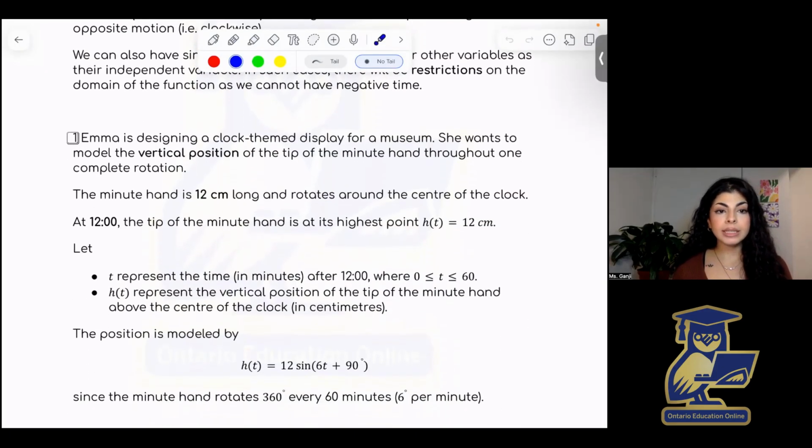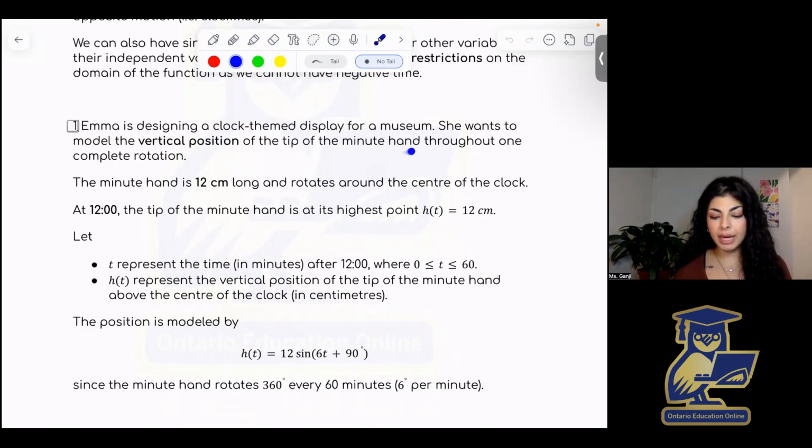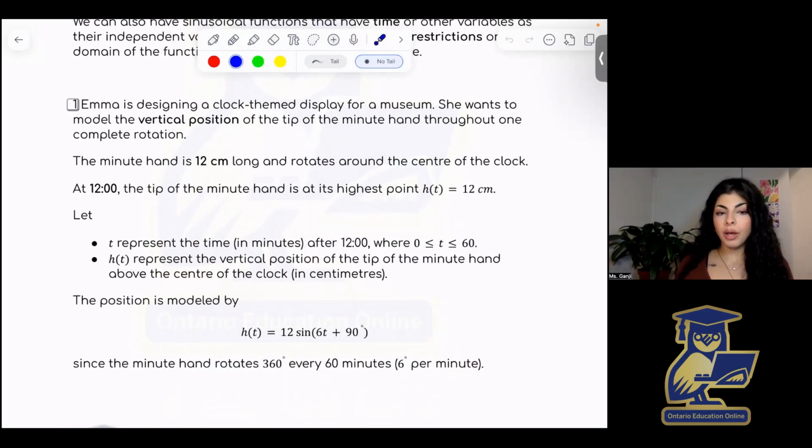Emma is designing a clock-themed display for a museum, and she wants to model the vertical position of the tip of the minute hand throughout one complete rotation. The minute hand is 12 centimeters long and rotates around the center of the clock. At 12 o'clock, the tip of the minute hand is at its highest point, and the function h of t is equal to 12 centimeters. And this is all that's given to us in the problem itself.